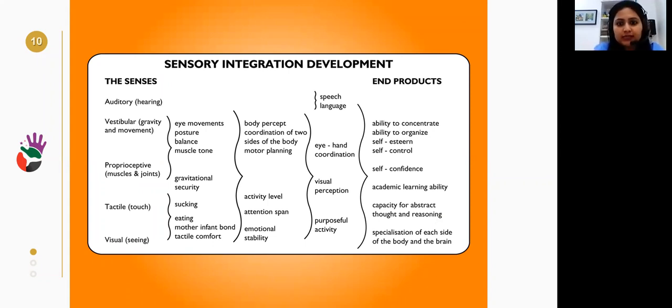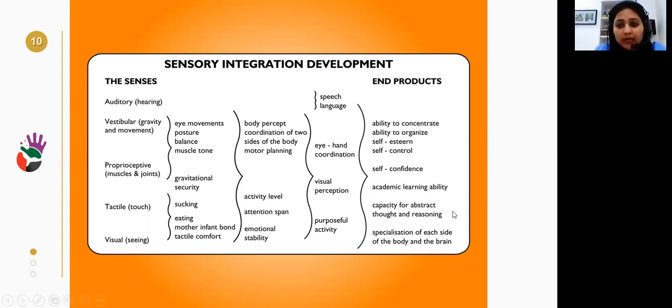So now, if you can see at the extreme right, there is the end product, which is our expectation when we want children to succeed in academic and functional skills. So we want our children to be able to concentrate, able to organize information. They should have good self-control, self-regulation. They should have good confidence. They should have good academic learning ability.